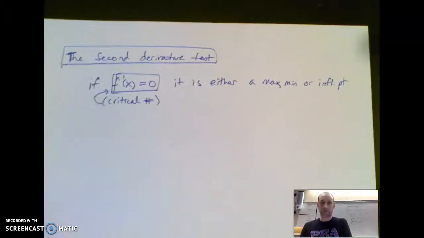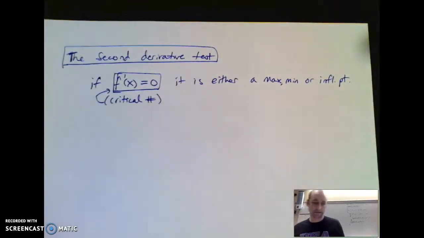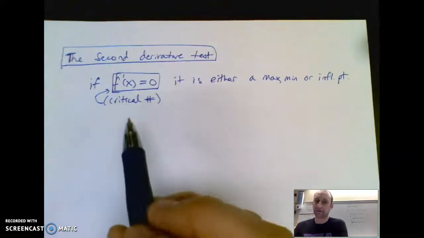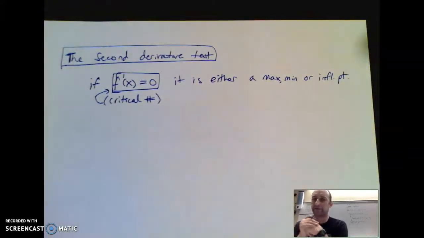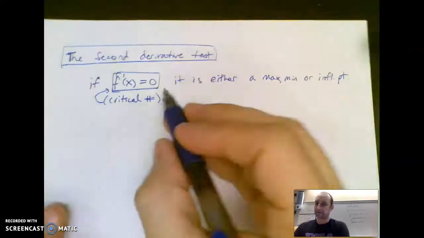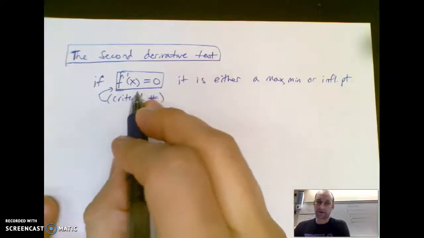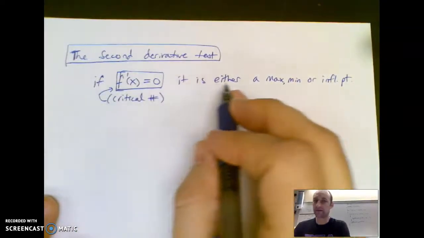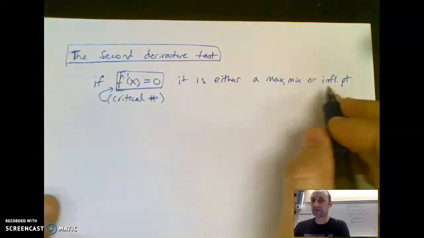All right, so here's part two, and this is something that's kind of cool because previously we learned that if you find critical numbers, which is when the derivative is 0 or undefined, usually it's 0 that's more important, but every now and then you'll get an undefined that's important. But if you ever get a critical number, which is when your derivative equals 0, you know that it's either a max, a min, or an inflection point.